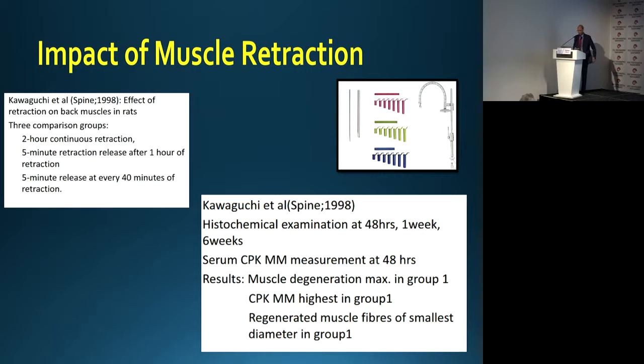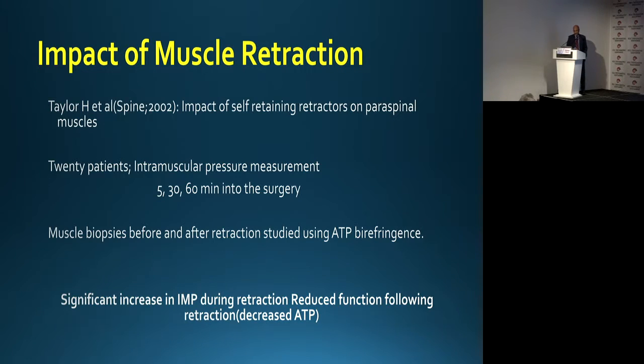They showed that in all these groups, histochemical studies at 48 hours, 1 week, and 6 weeks, serum CPK measurement at 48 hours, muscle degeneration maximum in group 1, CPK highest in group 1, regenerated muscle fiber of smallest diameter in group 1. So showing that there is significant problem there.